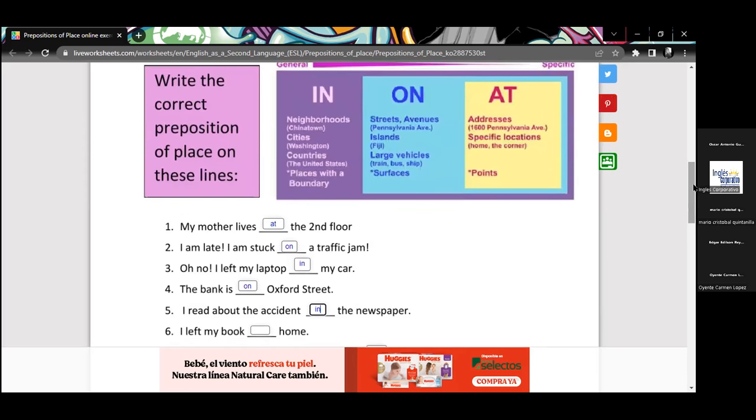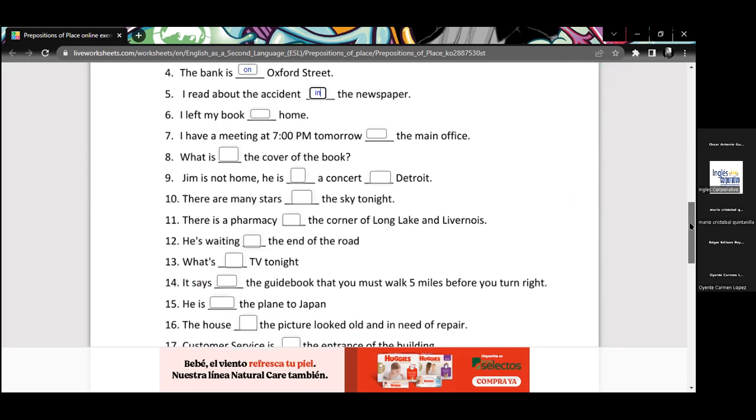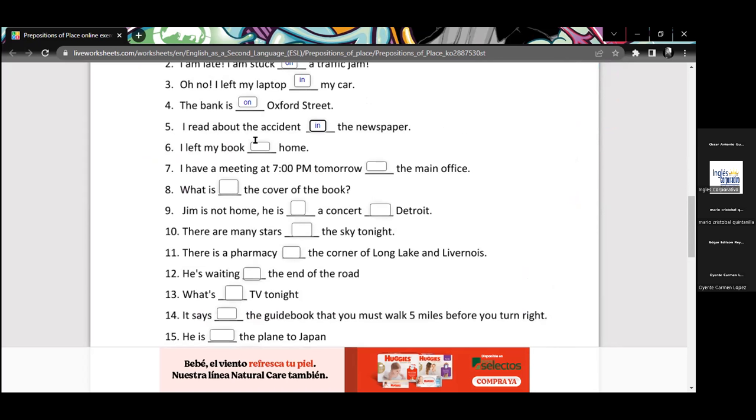In. Ah, in, okay. Le pusimos. Sí, está bien. In the newspaper. Okay. I left on my book. I left.